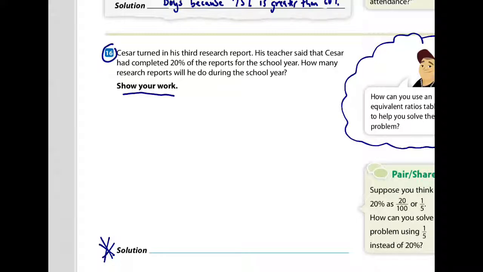Caesar turned in his third research report. His teacher said that Caesar had completed 20% of the reports for the school year. And the question says, how many research reports will he do during the school year? So in other words, we need to figure out the total. We need to find the whole. We know the part. We know he did 3 research reports, which is part. And we know that those 3 reports are 20% of the whole. So I'm going to set up an equivalent ratios table here.